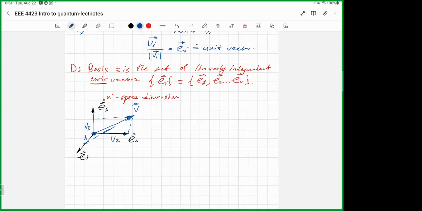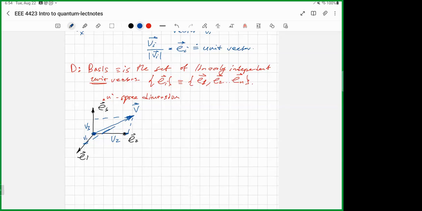And of course, this vector can be physical. It can be a state of a quantum system. It can be a velocity of a vehicle. It can be acceleration, the force, a lot of things. So it's attributed to the real world, but the choice of the basis is arbitrary.